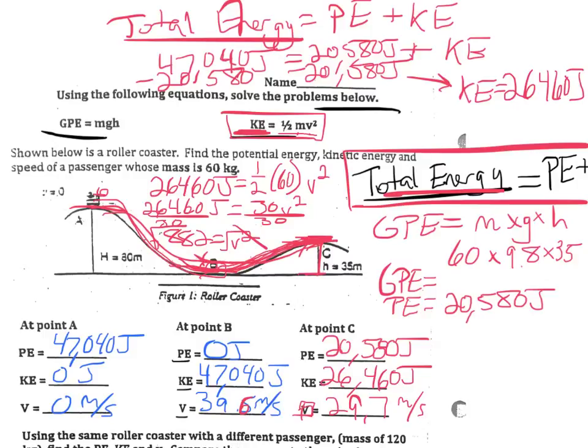This is now the velocity found from the kinetic energy that was found by using the potential energy of how high it had climbed up, subtracted out of the total energy in the system.